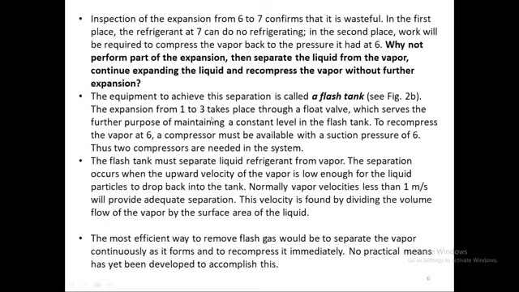The expansion from 1 to 3 takes place through a float valve, which serves the further purpose of maintaining a constant level in the flash tank to recompress the vapor at 6. A compressor must be available with the suction pressure of 6. Thus 2 compressors are needed in the system.